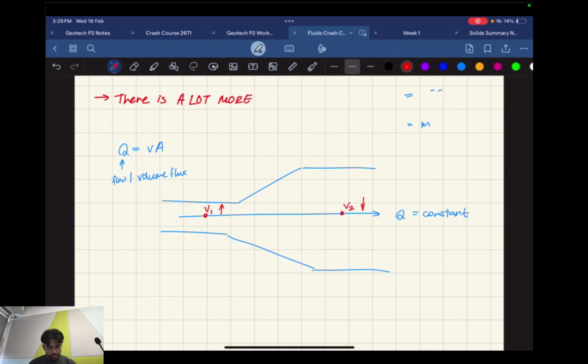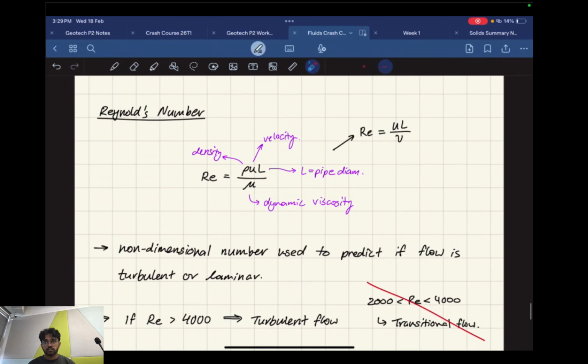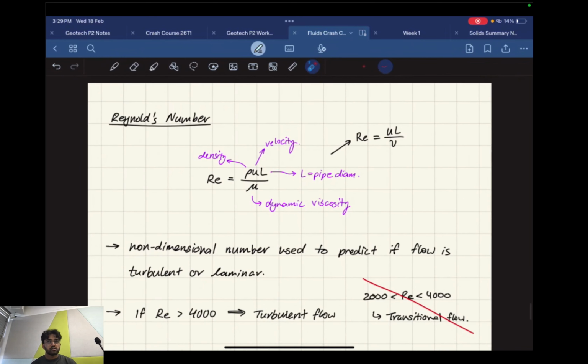The last thing I want to quickly touch on is Reynolds number. So Reynolds number is a constant you guys will be looking at throughout pipe flow, right? Week 5, week 7. So it's pretty big.